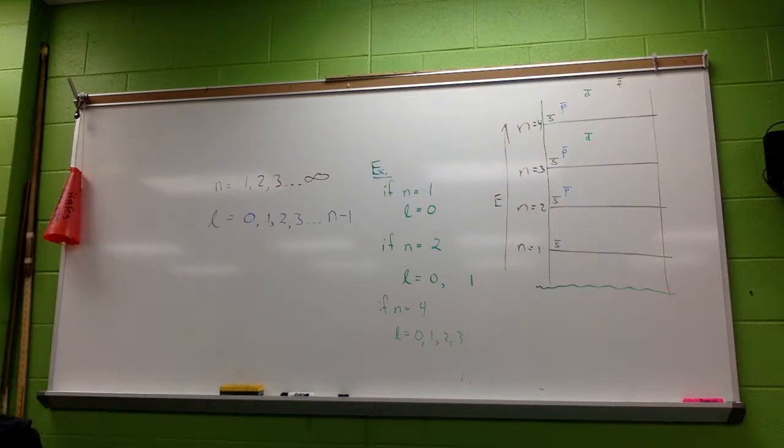Here's the fun part. Each of those values for L represents a shape. Would anyone like to take a stab at what shape L of 0 would be? A sphere. An s orbital. An L of 1 would represent a p orbital. An L of 2 would equal a d orbital, and an L of 3 would be an f orbital.